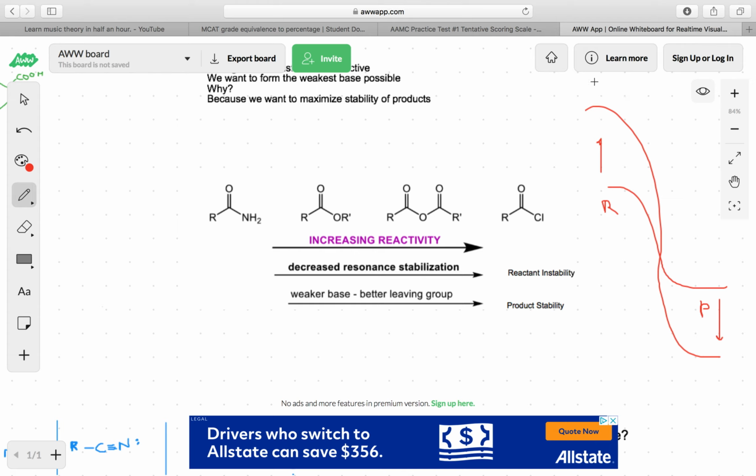So to push up our reactants, we want something to be more unstable. And we know that this acyl chloride is more unstable because it has this very big induction force. So you're going to increase the positive charge on this electrophilic carbon. And remember, charges are unstable inherently.